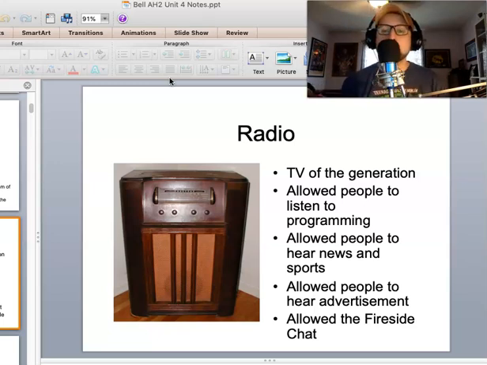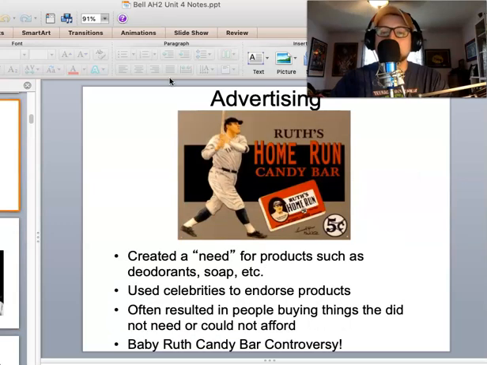Excuse me. But the radio is a game changer. It makes people want things. And there's a difference between want and need, and that is a big factor in the Depression. So let's talk about advertising and kind of how it changes.